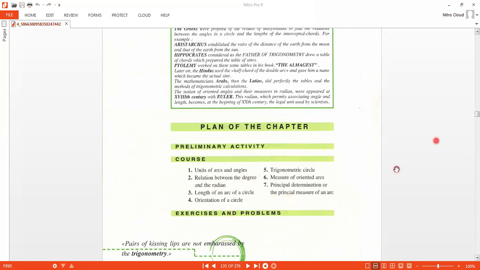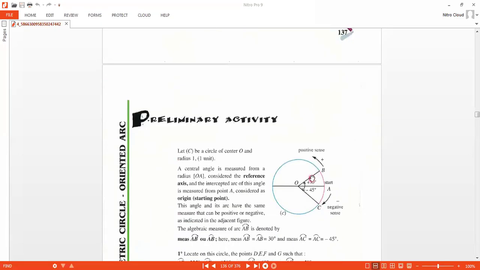First of all, let us remember together, this is a circle, this is the center, this is the radius OA. If you start from A and you pass through the circumference of the circle, you will be going from the positive sense if you go anti-clockwise. And you'll be going in the negative sense if you go in the clockwise sense.